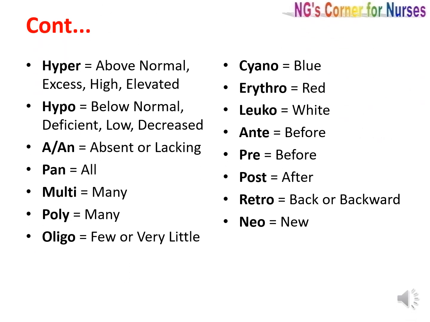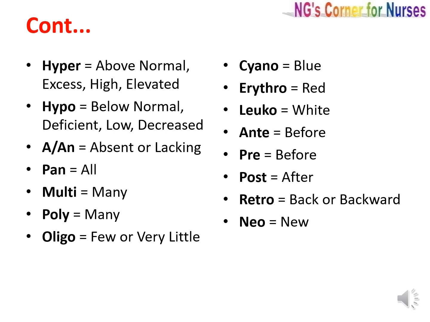Next, coming to the word hyper. Hyper means above normal or excess, high or elevated. We know the word hypertension. That means the blood pressure is more than the normal range. Next is hypo. Hypo is below normal or deficient or low or decreased. We know the word hypotension. That means the blood pressure below the normal level.